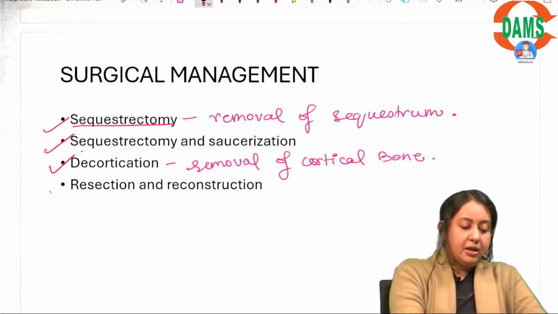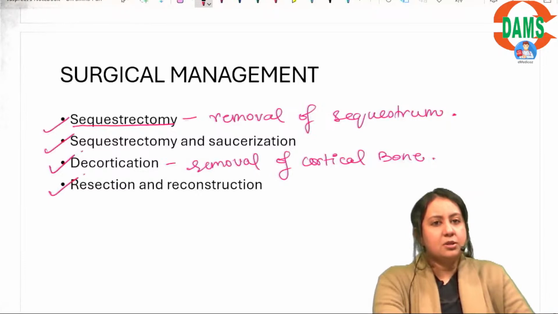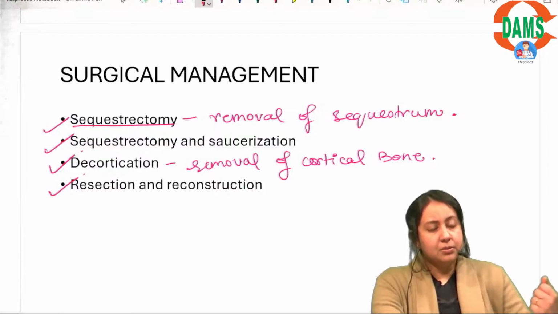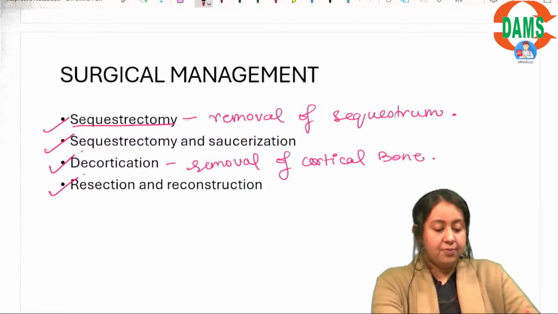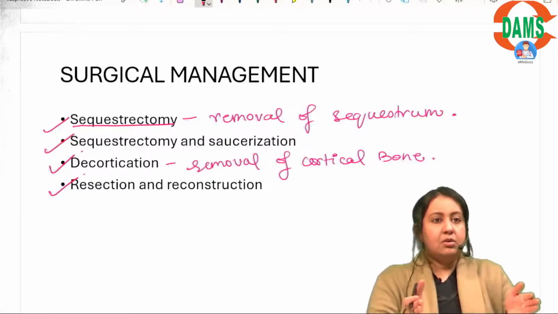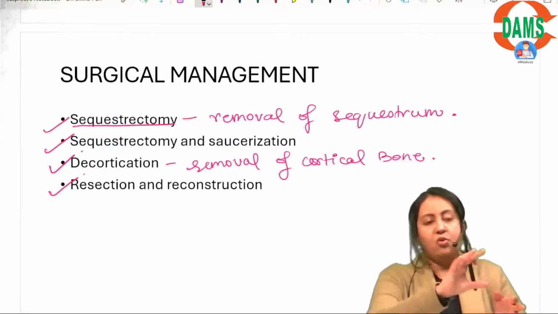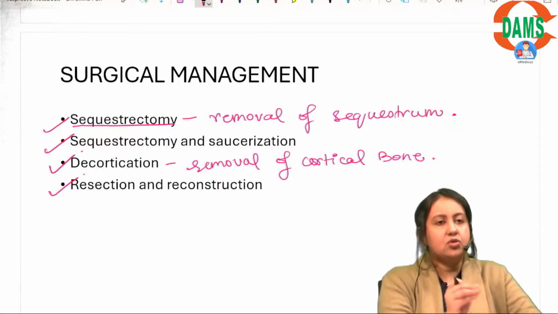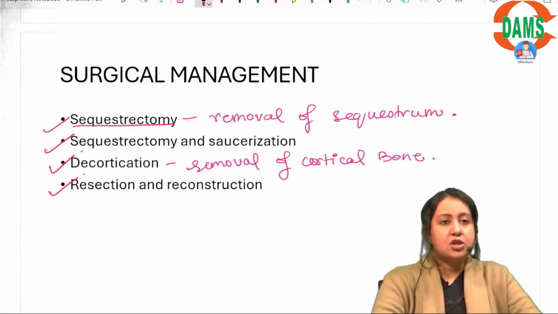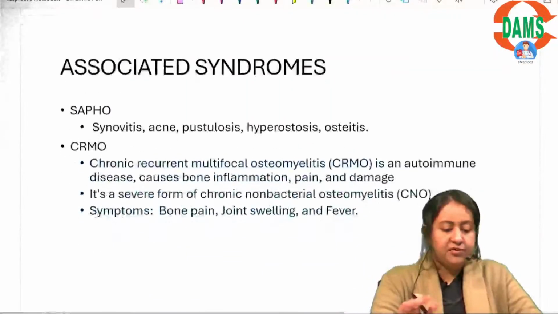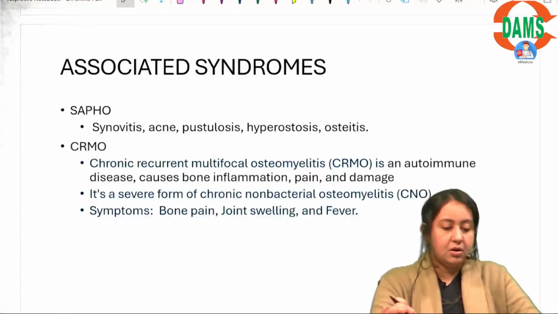Now in long standing cases which are not responding to any antibiotics, or recurrent cases, or which have become dormant or refractory to treatment, you do resection and reconstruction. Resection means you cut the bone, remove that block of bone, and reconstruct it. So these are your possible surgical modalities of treatment of osteomyelitis.